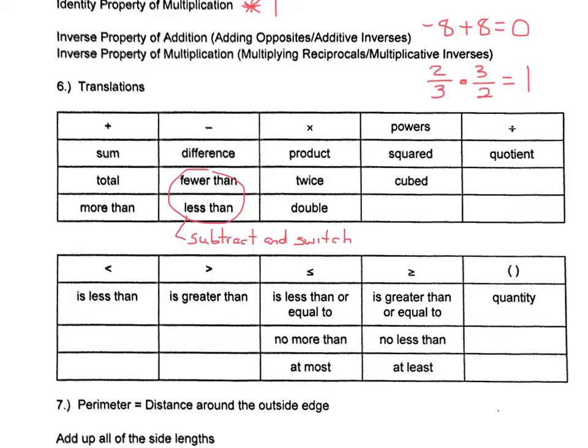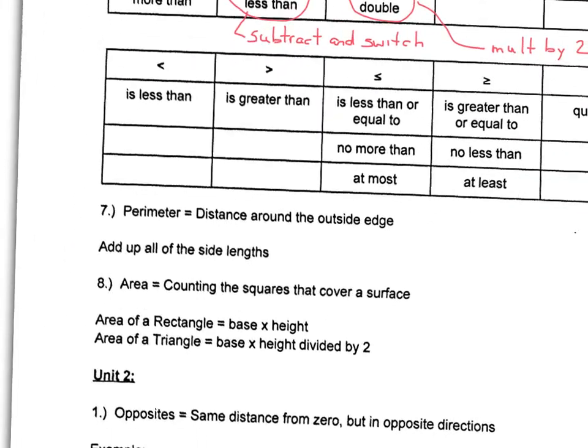Another pair we goofed quite often was twice and double. Twice and double means multiply by 2. Squared means a power of 2. Cube means power of 3. All right, like I said, you can look over the rest on your own time. Almost done here with this first video.